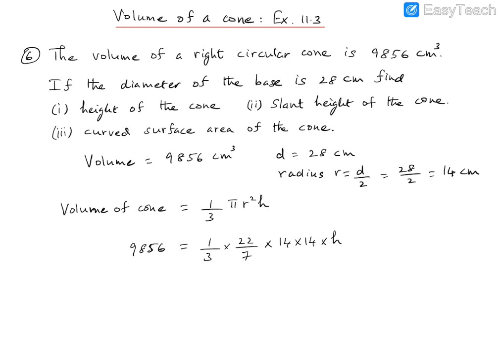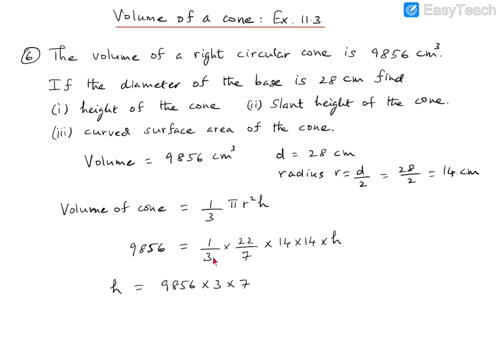So we just need to keep the height on one side and move all the other numbers that are available with us to the other side of the equal sign, and we'll be able to calculate the value for the height. So I'm going to keep h on one side, so it will be 9856 into 3 into 7. So we are moving all the numbers from the right hand side to the left hand side here, and then rearranging the entire equation by keeping the h to the left and all the numbers to the right.